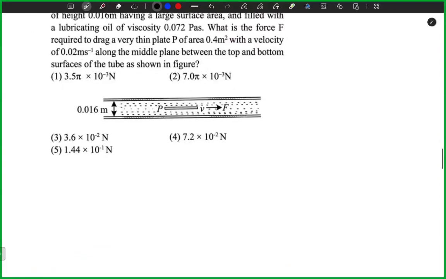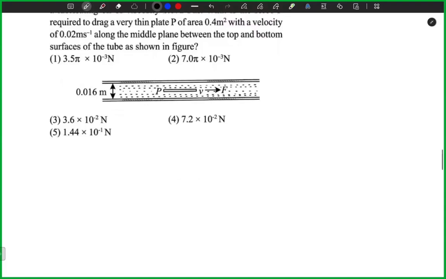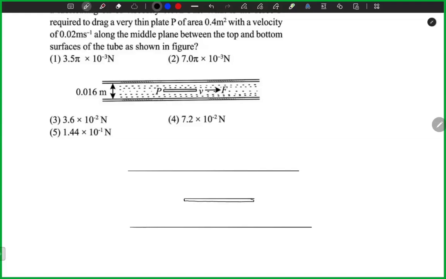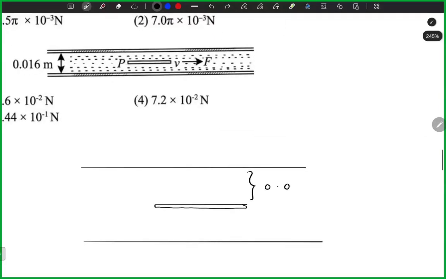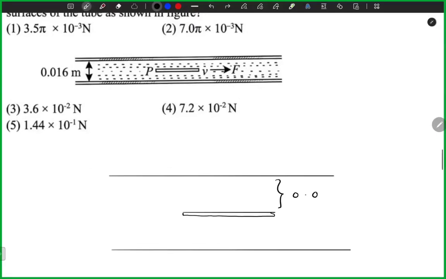Now they have told you that this plate is very thin. What's the significance of that? Look at this plate, it's very thin. That means less volume, maybe? Yeah, but the important thing is we can ignore the height contributed by that object, right? So here, 0.016 meters, I can think of this height as what? 0.008 meters. And here also what?